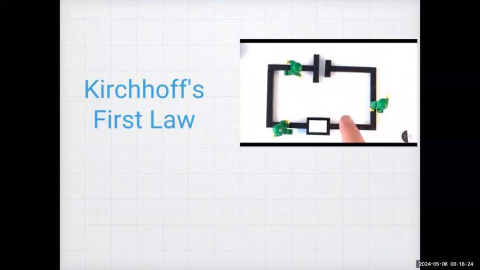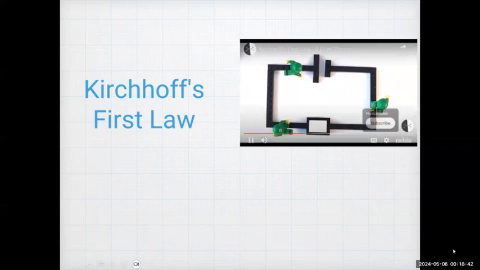If we were to measure the current at any point in this circuit, perhaps by putting an ammeter in series, we'd find the same value of current around the whole thing. The current doesn't build up; the charge doesn't all build up at one location. It tends to flow through and around this whole circuit. And this is the basis of Kirchhoff's first law.